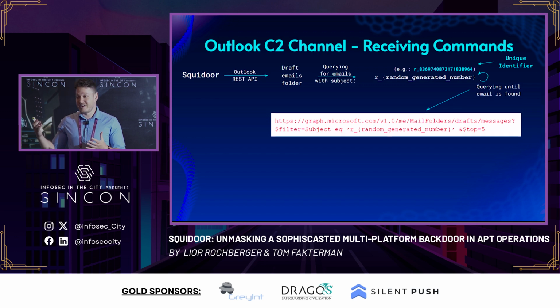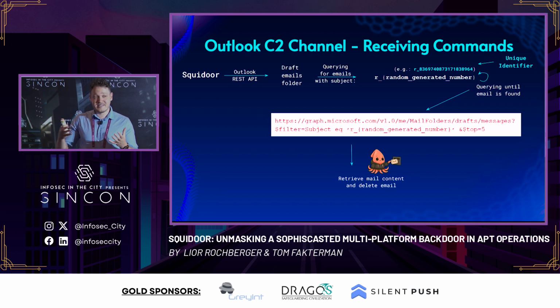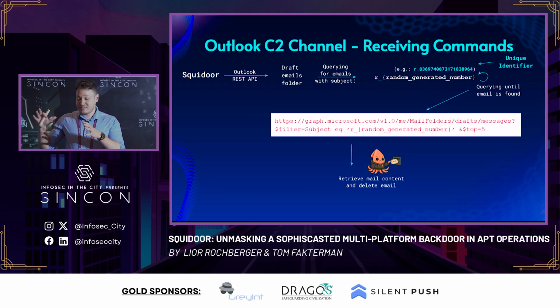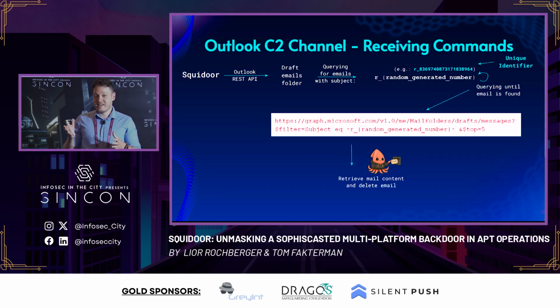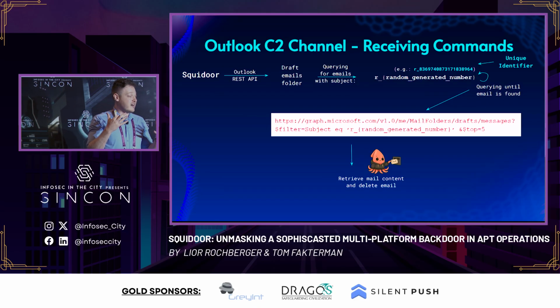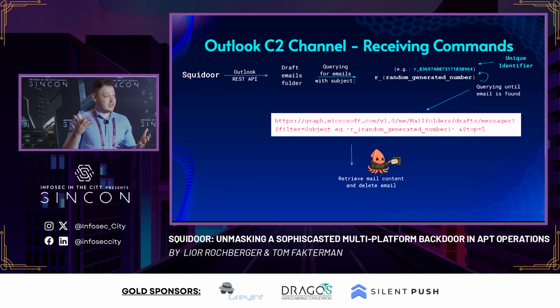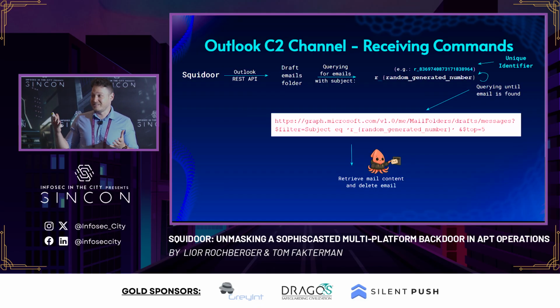Once the attackers decide to finally send commands to Squidoor and create the email, Squidoor will retrieve the mail content from the attacker's mailbox and delete the mail from the attacker's mailbox. So this whole intricate process is how the attackers are able to abuse Outlook in order to function as a command and control and send commands to their malware.